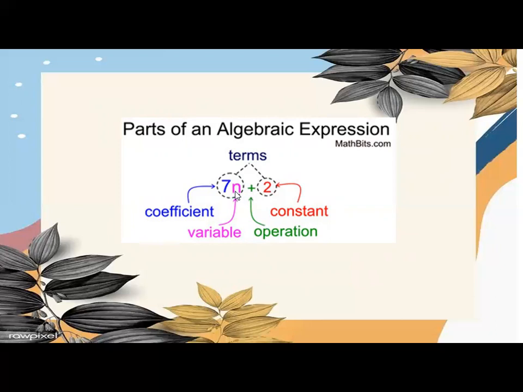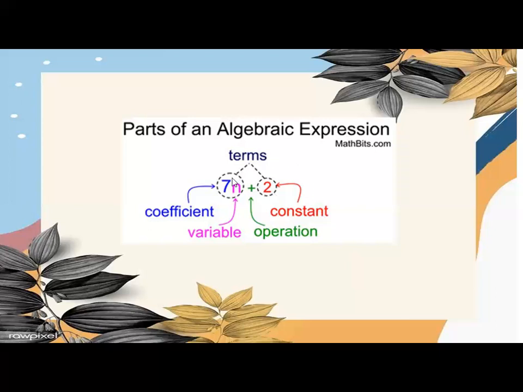Look at the first term. The first term is 7n. So the numerical number 7 is called the coefficient and the alphabet n is called the variable. Look at the second term. The second term is a numerical digit. The number is 2. So 2 is without an alphabet. So it is called a constant.